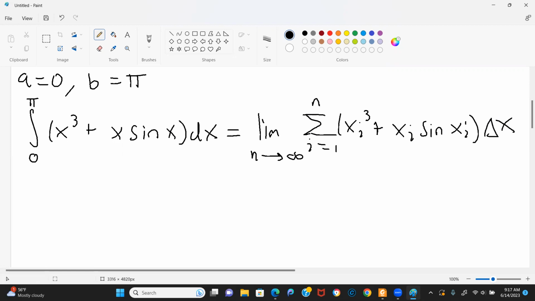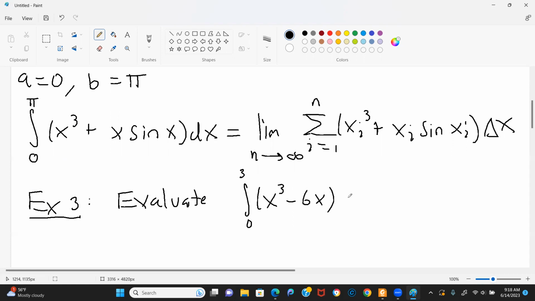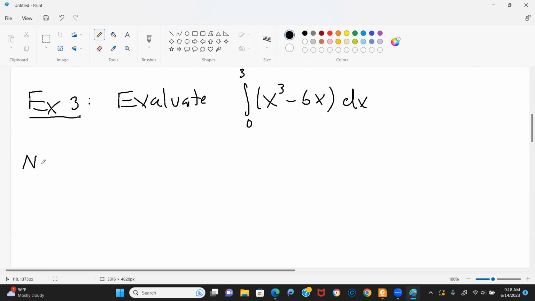Let's see, where's another example? All right, so what we want to do now is evaluate, sorry, let's do example 3. So we're going to actually evaluate some of these integrals. We want to evaluate the integral from 0 to 3 of x cubed minus 6x dx, which I think we looked at already. So first of all, let's actually call x cubed minus 6x f of x. Let's give it a name.